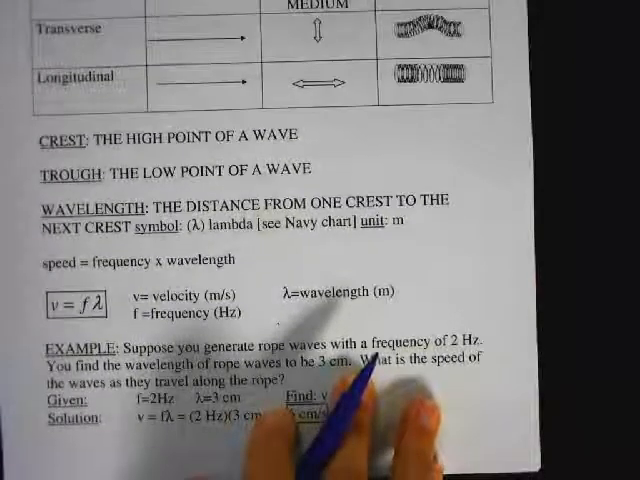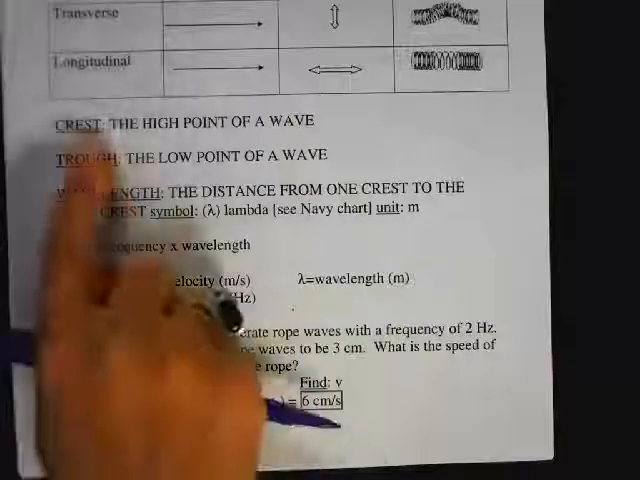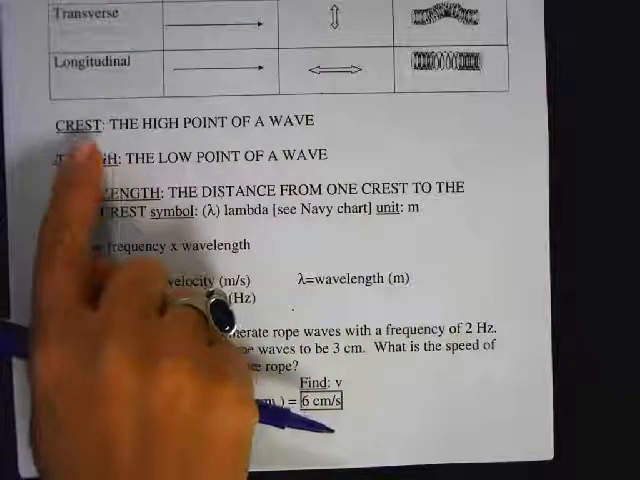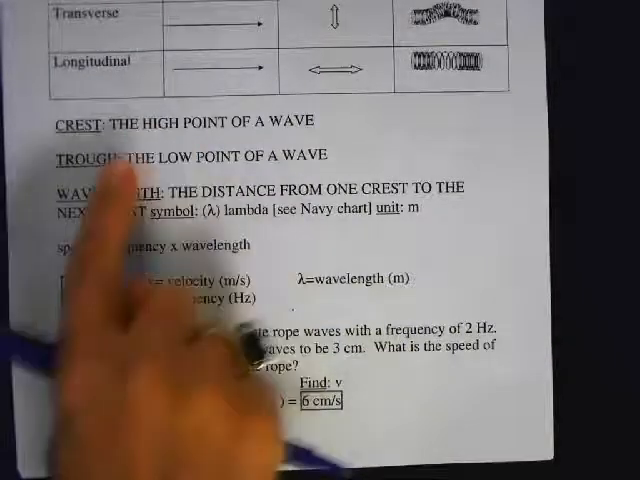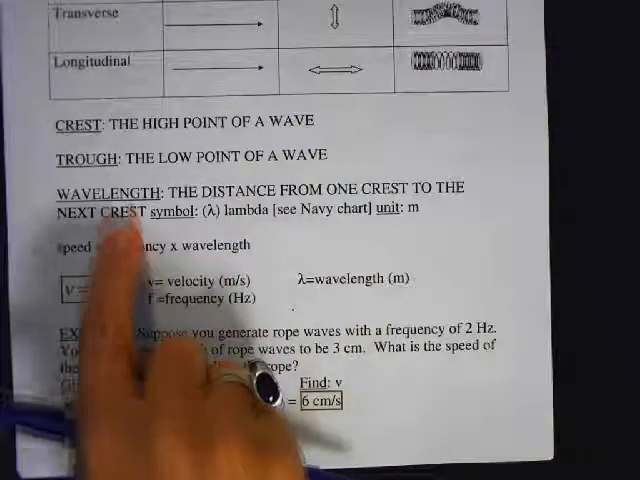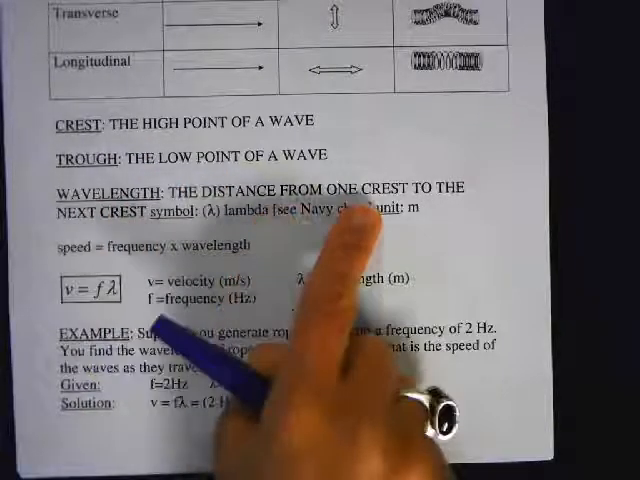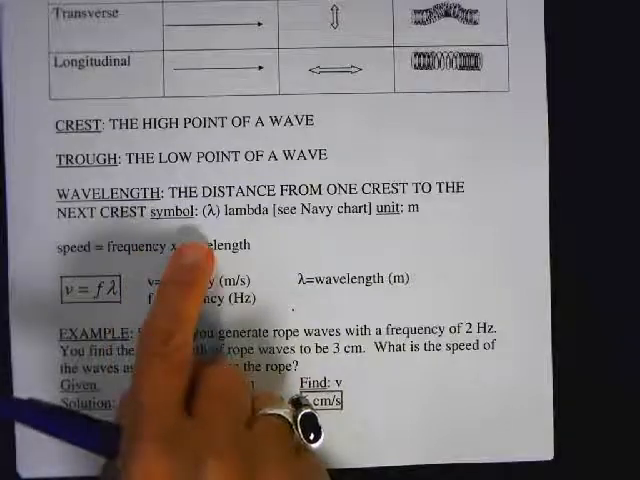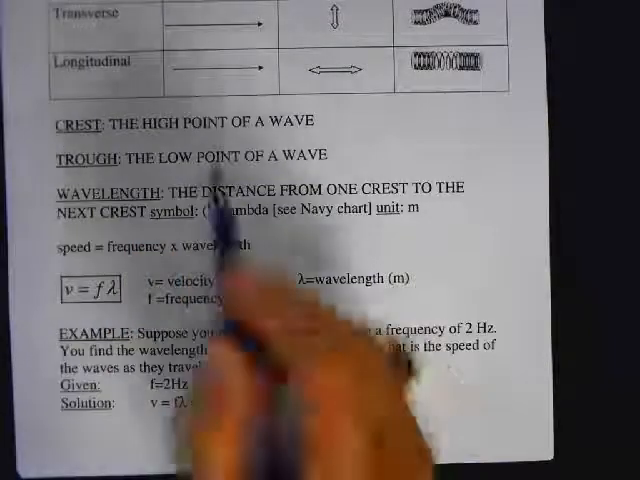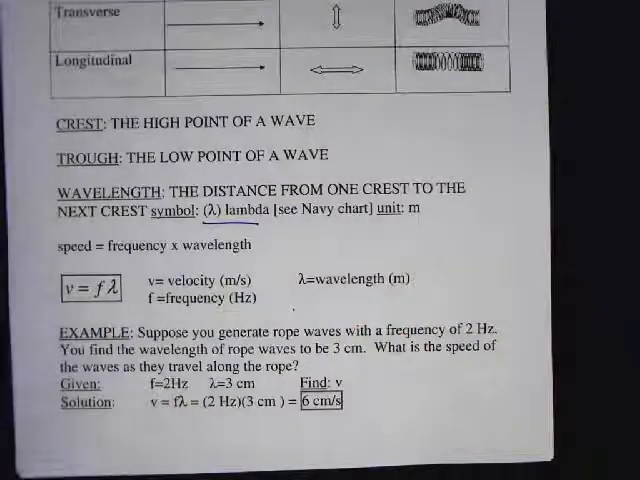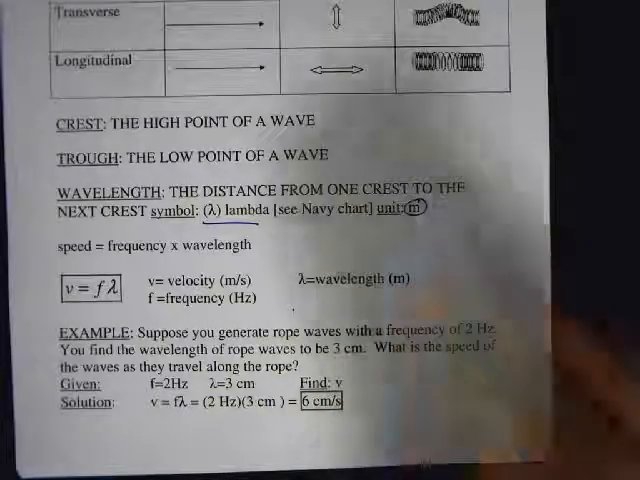And again, the different parts of the longitudinal wave, the transverse wave: we have the crest, which is the high point, and the trough, which is the low point. And again, the wavelength, the distance from crest to crest or trough to trough. The symbol for wavelength is a Greek letter, and it's called lambda. The unit for wavelength is meter.